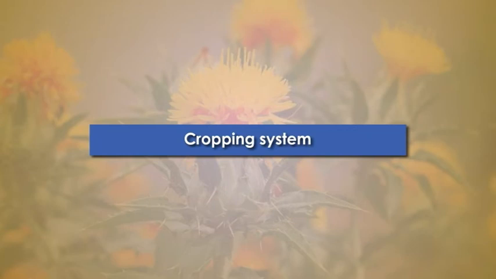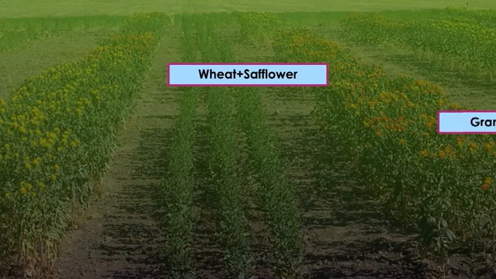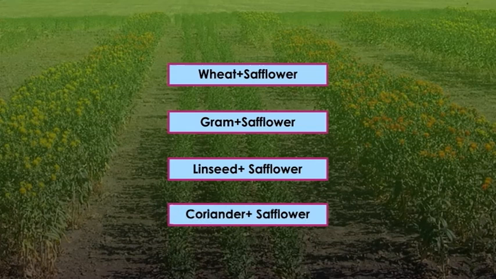Now let's see about the cropping system adopted for safflower. The common intercroppings followed in different parts of the country are wheat with safflower, gram with safflower, linseed with safflower, coriander with safflower, etc., at different planting row ratios.